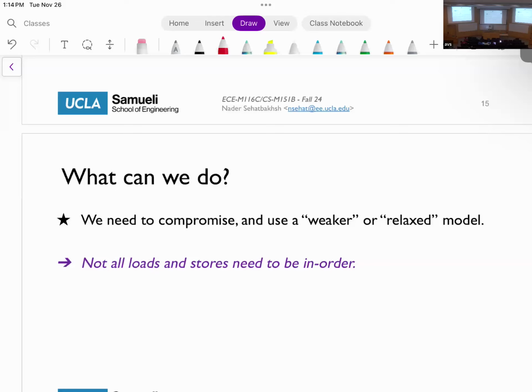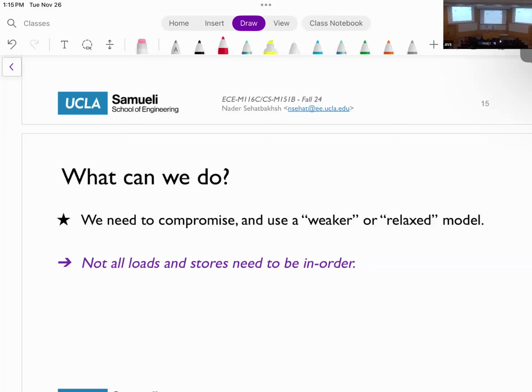So sequential consistency, where you're not allowed to reorder anything, is considered a strong model. Anything that eliminates one or multiple of these read and write orders is what we call a weak model, or a relaxed model, okay? So for example, we can say that not all loads or stores need to be in order. The most extreme version is that we can allow anything to be reordered, but that's usually not the best idea either, because it creates lots of complexity for the programmer and actually negatively impacts efficiency.